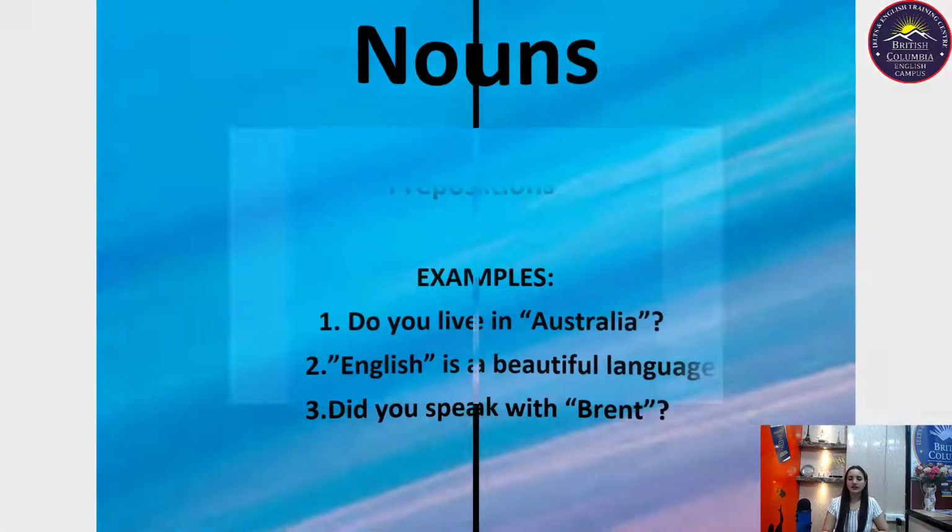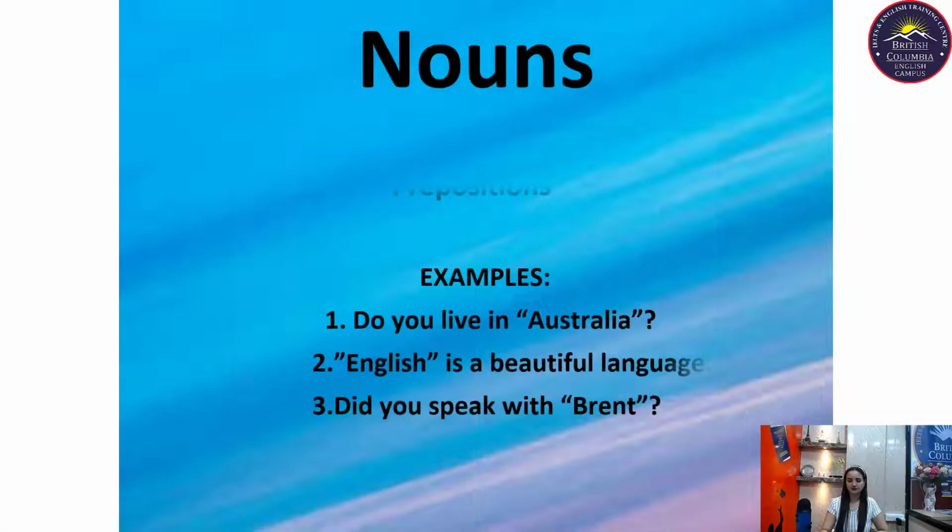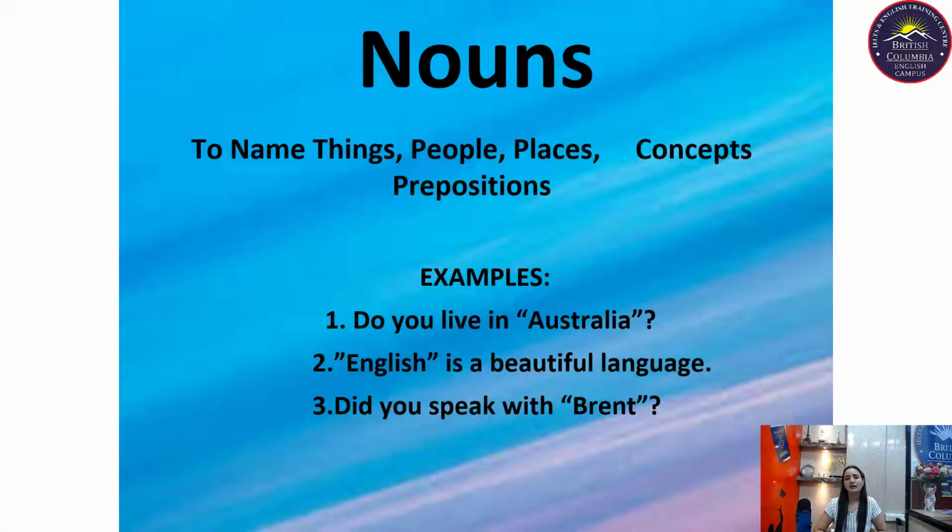Next up we have nouns. Now what is a noun? A noun is nothing but the name of a person, place or thing. I think we've heard this sort of explanation a million times back in school, and we've crammed it by heart, that a noun is the name of a person, place or thing. And it is exactly what it is. So here are some examples. Do you live in Australia? What is Australia? Australia is a noun here because it is the name of a country.